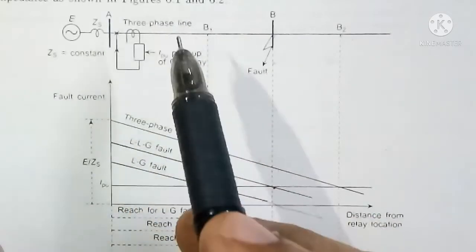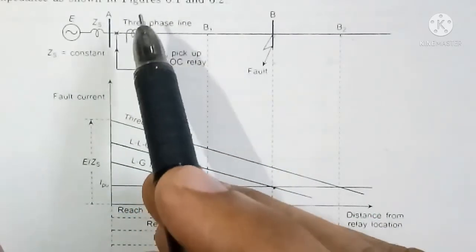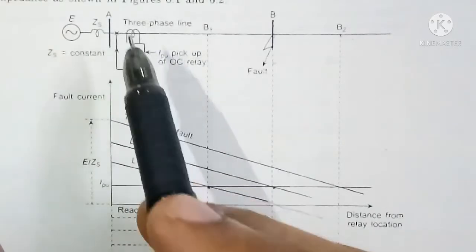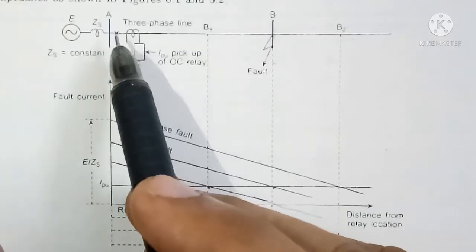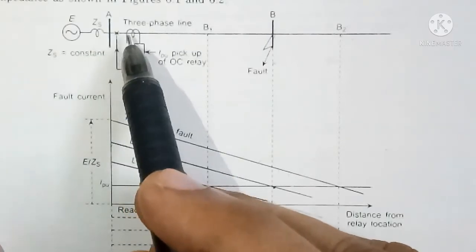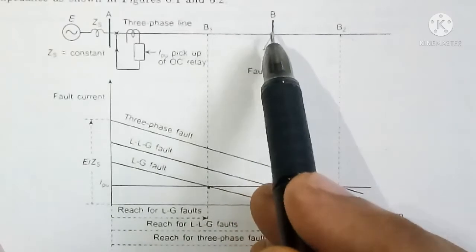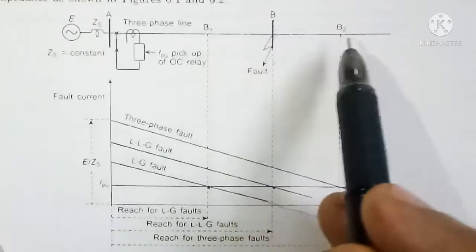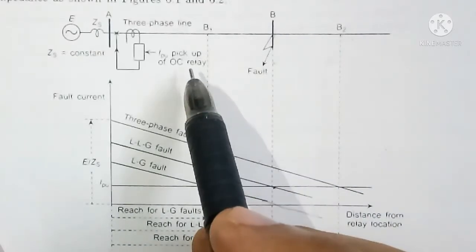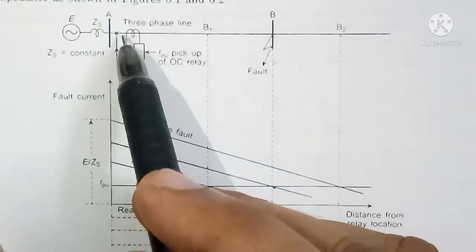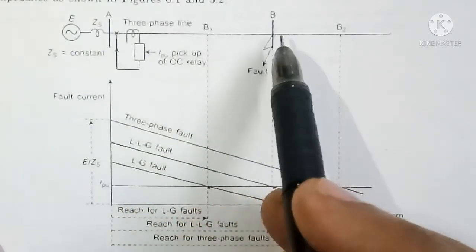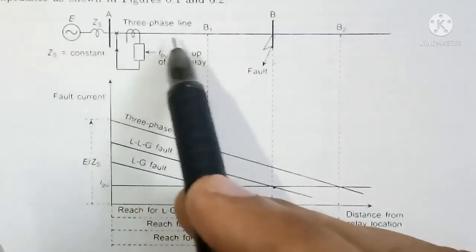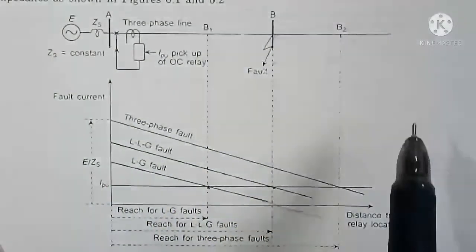For any fault at bus A means it may be three-phase fault, it may be 2LG fault, it may be LG fault. And as I go away from bus A towards bus B or beyond bus B, the impedance goes on increasing. That is, line impedance will be added to the source impedance, and hence the fault current also goes on decreasing.